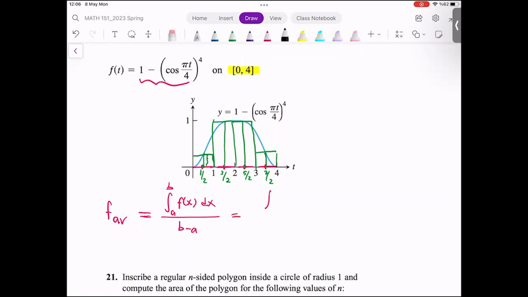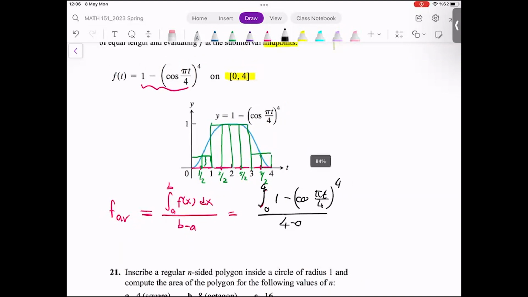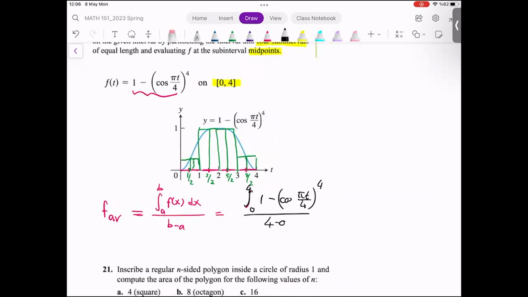Okay, let's write this down. So it is from 0 to 4. What is the function? Function is given like that. Cosine pi t over 4 to the power 4. Now, length of the interval is 4 minus 0, of course. Okay. Now, I want to give an estimation for this average value. The question is not finding the exact average value, but it says give an estimation for the average value by giving an estimation for the definite integral.